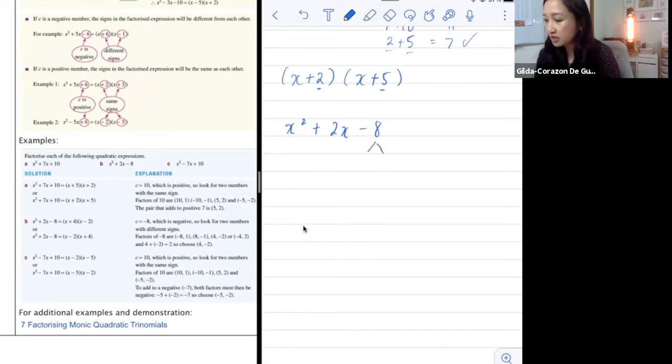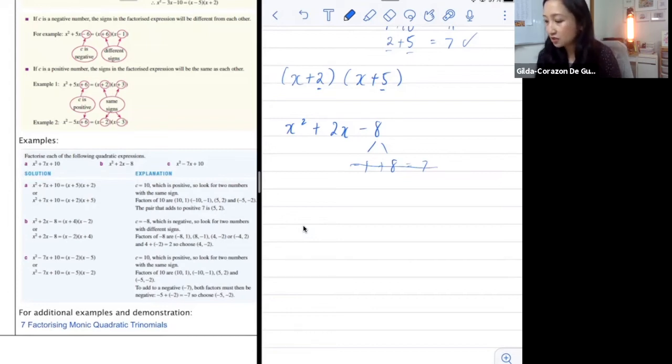You could always start with 1 and 8, but this time one of them would have to be negative, because when you multiply -1 and 8, you get -8. But when you add them, you get what? You get 7, right? So these aren't the factors that we want. Let's move on to the next pair of factors.